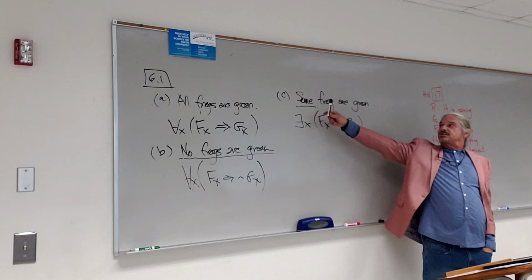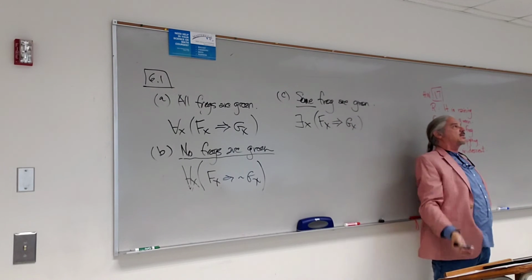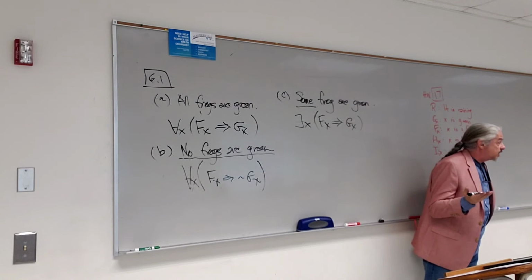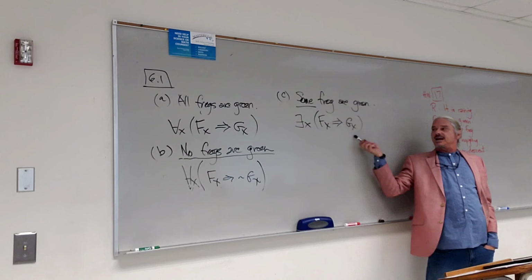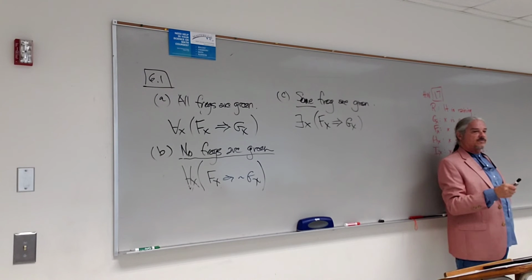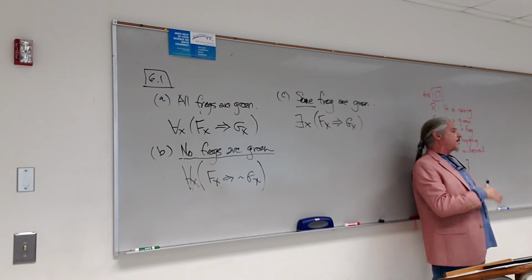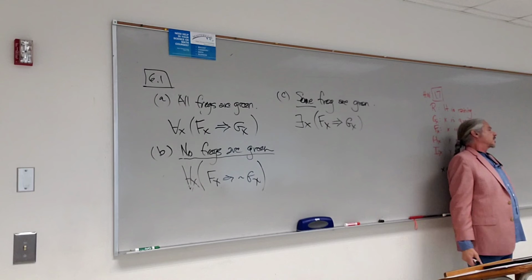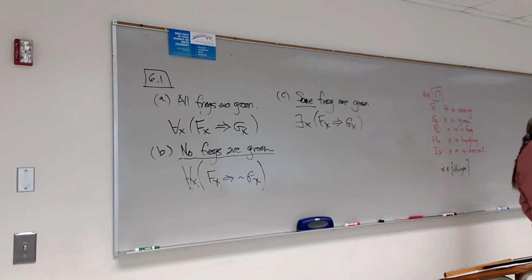If I say some frogs are green, does that imply that there are some green frogs out there in the world, right? That there are some. This does not say there are any in the world. There could be none. This just simply says, if it's a frog, then it's green. But for all we know, there's nothing that's a frog. But this says there are definitely some of them, and they are green.